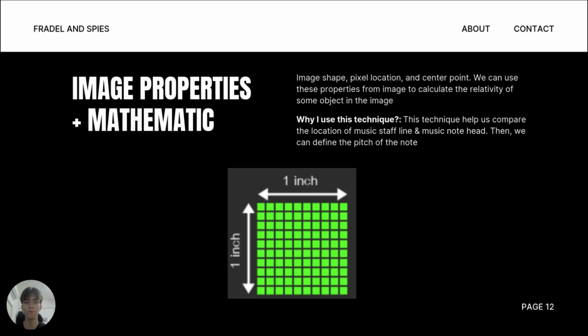Image property plus mathematics: image shape, pixel location, and center points. We can use the properties of the image to calculate the relativity of objects in the image. We use this because this technique helps us compare the location of the music staff lines and the music note head. Then we can define the pitch of the note.